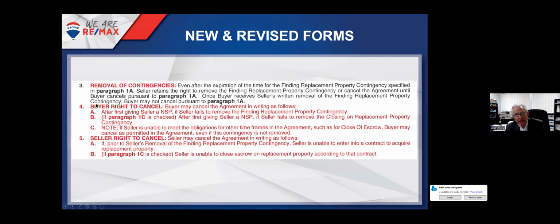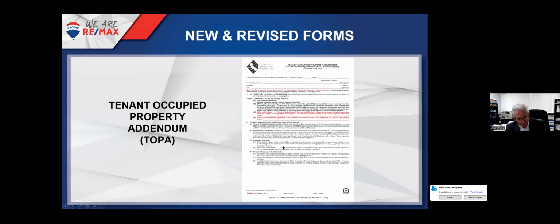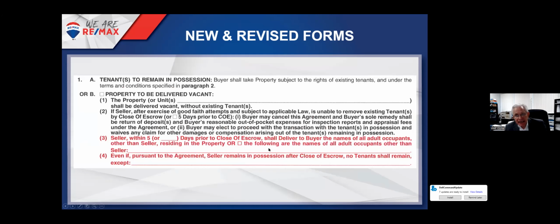All right. And then it gives a little more detail on the buyer's right to cancel and the seller's right to cancel. Basically, if the seller doesn't find a house or close on a house in the time frame specified, the buyer has the right to cancel. And if the seller cannot, in fact, find a house that they're happy with, or they do find a house, but they can't close on it, they have a right to cancel. So that's pretty straightforward.